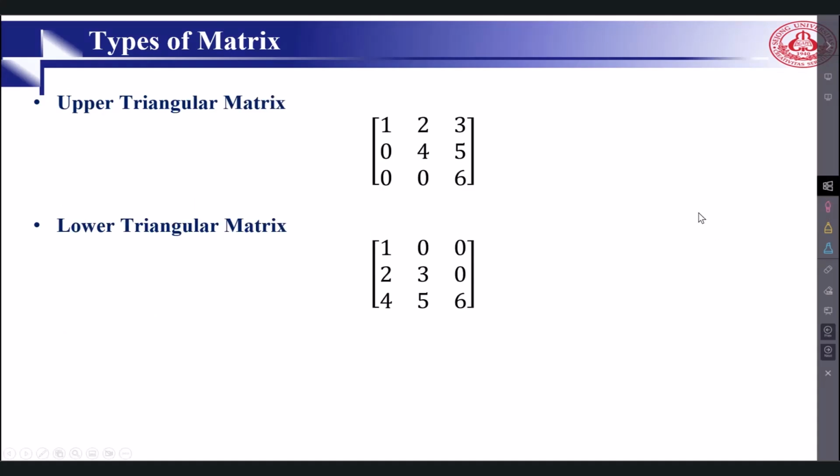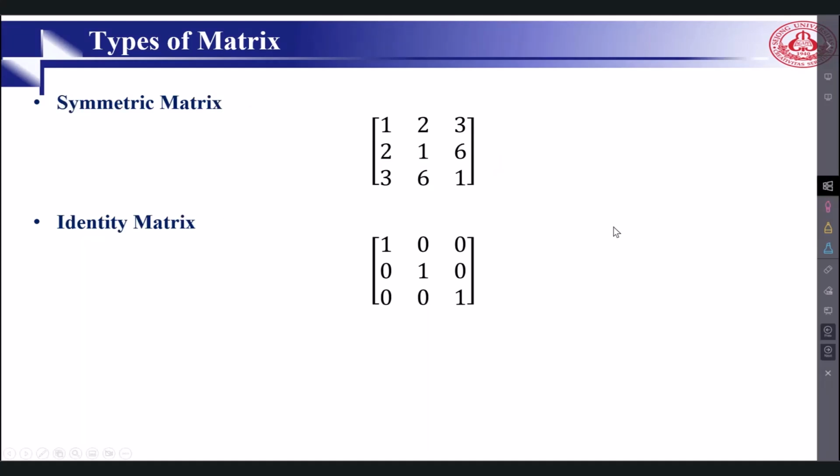The next one is the upper triangular matrix. These are square matrices where the elements below the main diagonal are zero. As you can see here, if this is the main diagonal, the lower part is zero, but the diagonal and the upper side can be non-zero. On the other side, we have the lower triangular matrix. Here, the main diagonal is non-zero, but the upper part is zero, right? These are called upper and lower triangular.